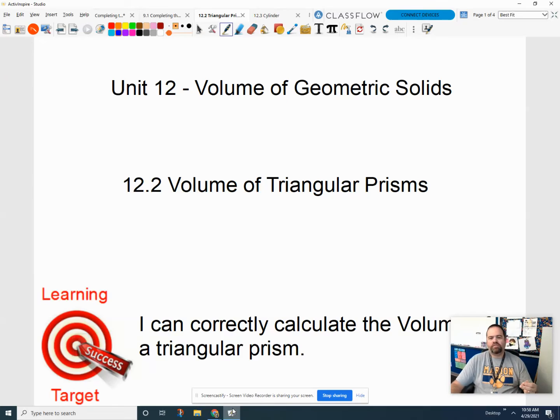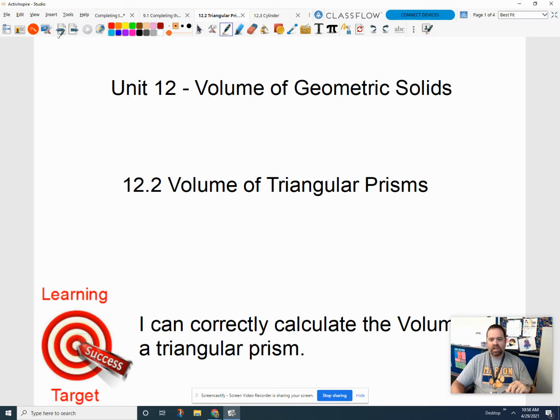Our second shape that we're going to find the volume of is a triangular prism. Now, you might remember these from our last unit where we did the surface area. So I've got the triangular shape out front, and then it's kind of like a tube, but a triangular tube. So these are the same basic idea as a rectangular prism.